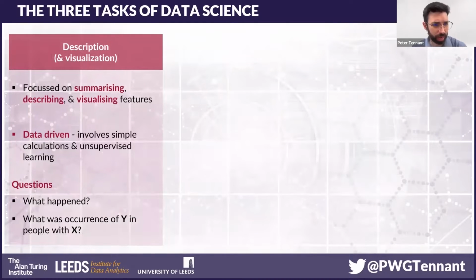So description, which I think is very much undervalued, but is extremely important, is the scientific task focused on summarizing, describing, and visualizing features of data. By definition, it's data-driven. We tend to, in a sense, conduct very simple calculations, such as our prevalence and our incidence, and we might conduct unsupervised learning in order to look for kind of clustering or patterns within the data.